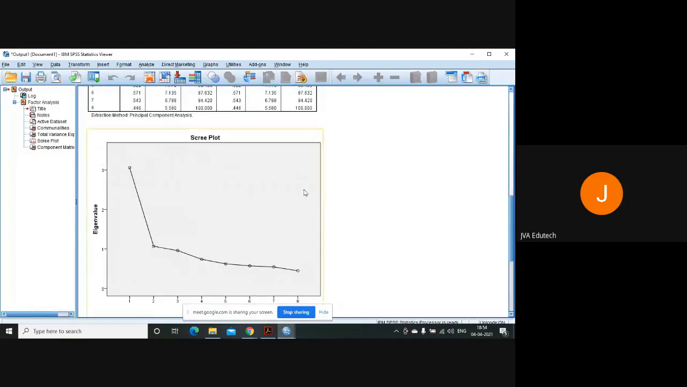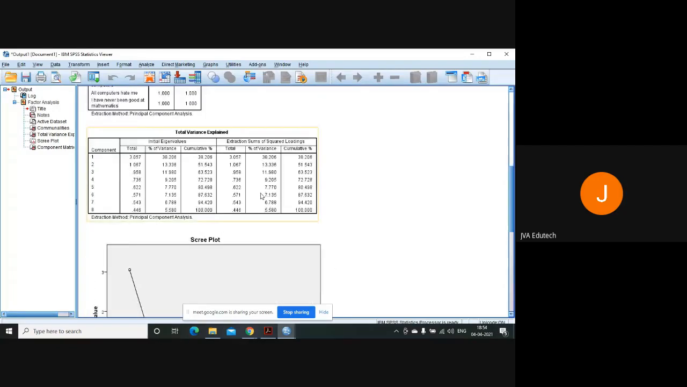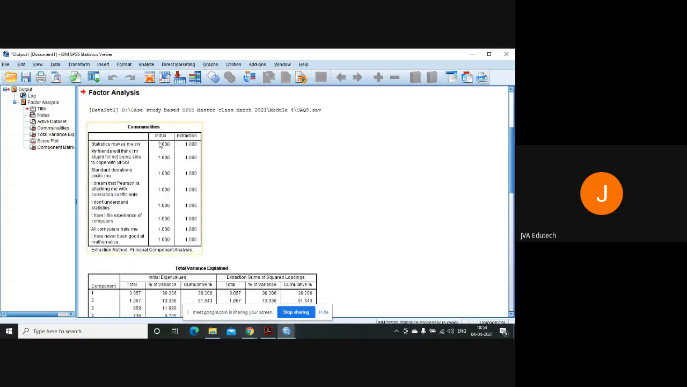So here you will get something called a scree plot. Okay, so communalities, you can see the h square that we have seen. In both the cases it is 1, the initial also and the extracted. Why? Because we extracted all the 8 items that we were having. So the initial and extracted values of the communalities, both are close to 1.